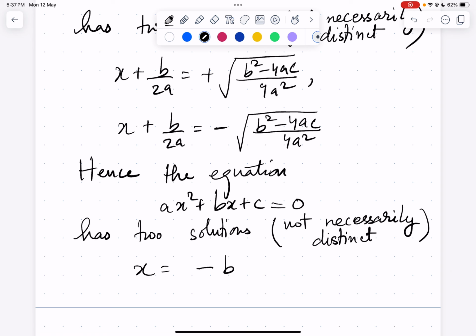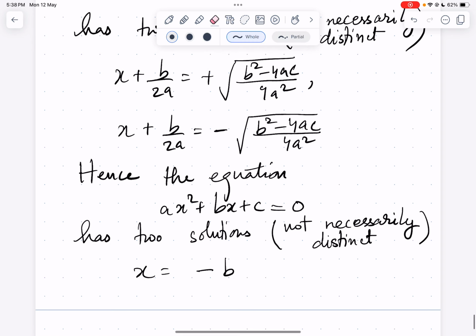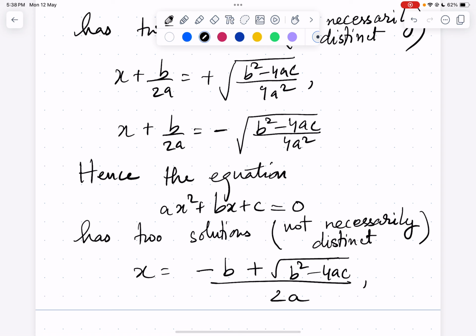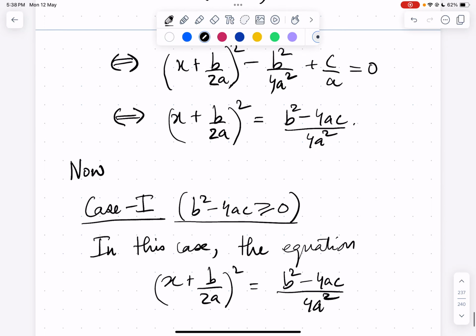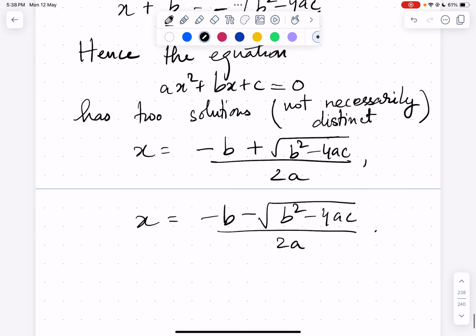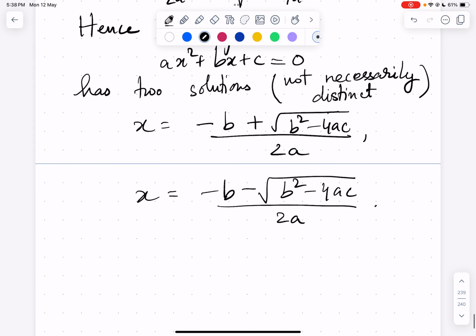So x equals minus b plus root b square minus 4ac by 2a. You have two solutions. x equals minus b minus root b square minus 4ac by 2a. So when b square minus 4ac is non-negative, we have two solutions for the quadratic equation, not necessarily distinct. These are the two possible solutions: x equals minus b plus or minus root b square minus 4ac by 2a.